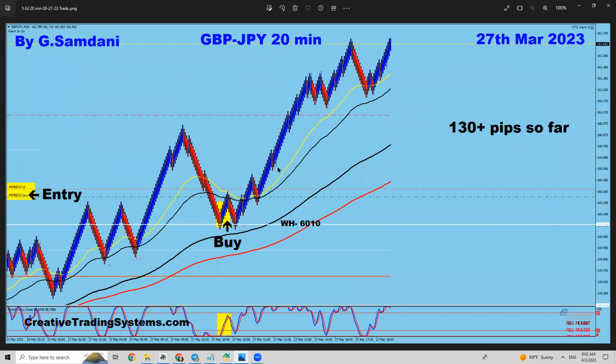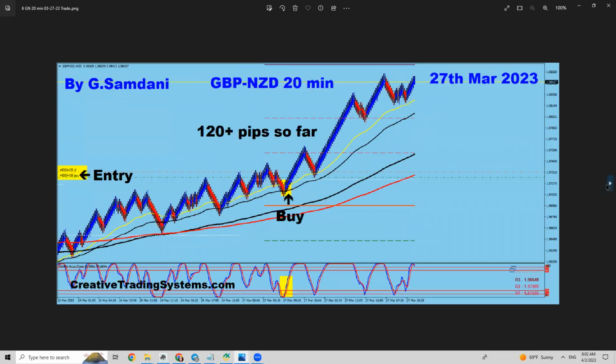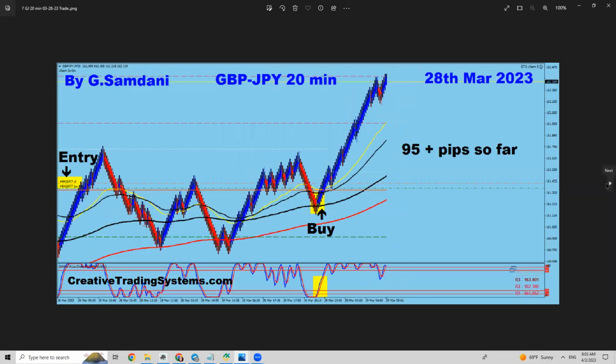And GJ from here, the first entry was here, right? The second, I took it from here on the other computer, this one is for 130 pip. GN pound Nzd on the 27th, a lot of trades on the 27th. 120 pip. Look how beautiful this trade is. And the entry, this was the entry. This was the entry. And the third entry was this. The fourth entry was this. But you don't need to take all of those. Just take one of these entries, right.